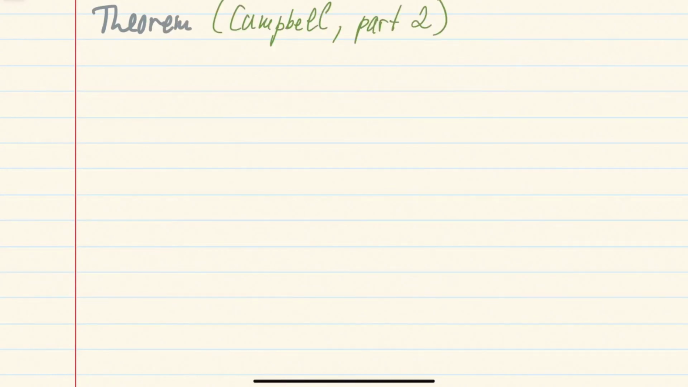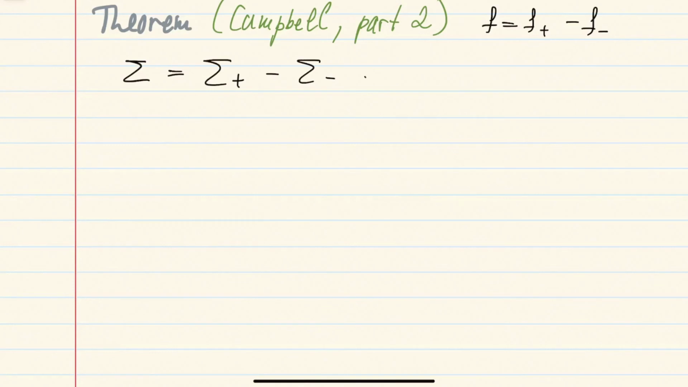Now from here we can immediately derive the general case, so Campbell's theorem in the general case, namely when the function f is not necessarily positive or negative, so when we can decompose it into a positive part and a negative part, and in particular in this case we also decompose the series into the positive part and the negative part. And so if you apply the above theorem for the positive to this difference, then automatically you get the following three statements.